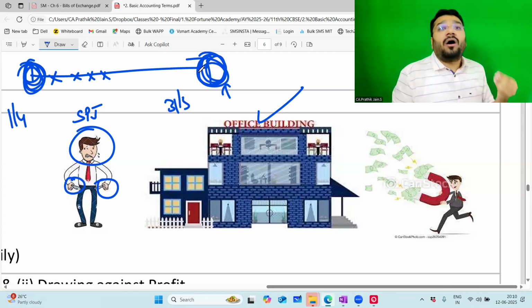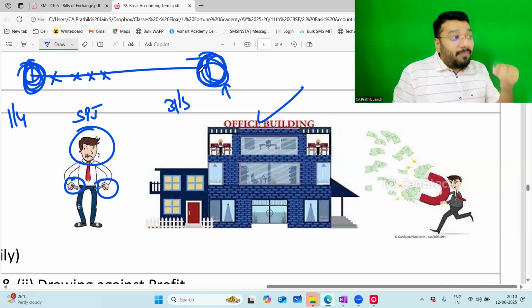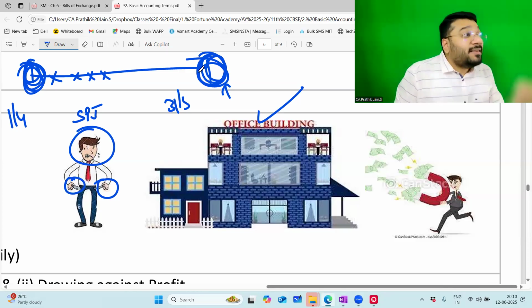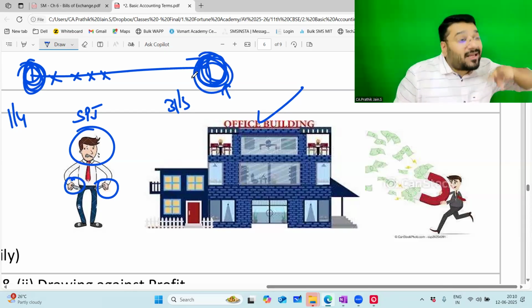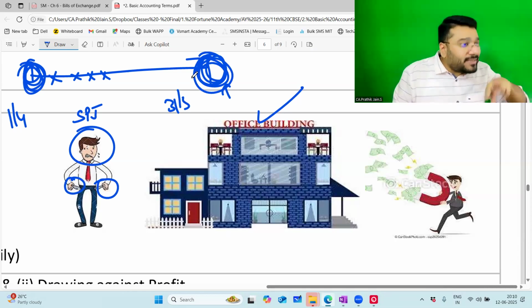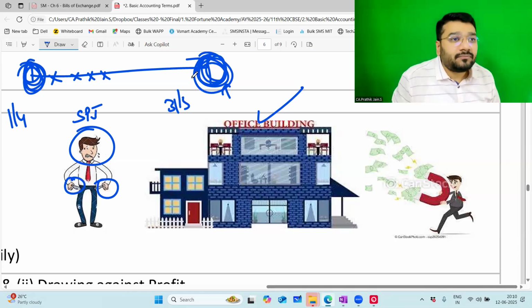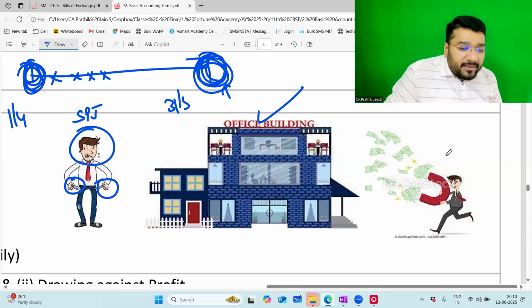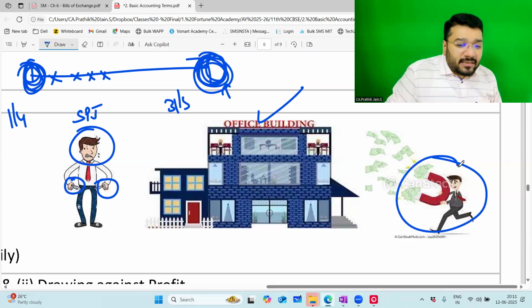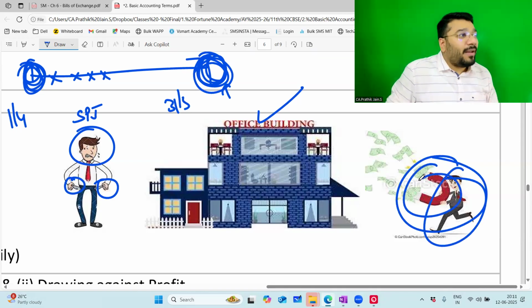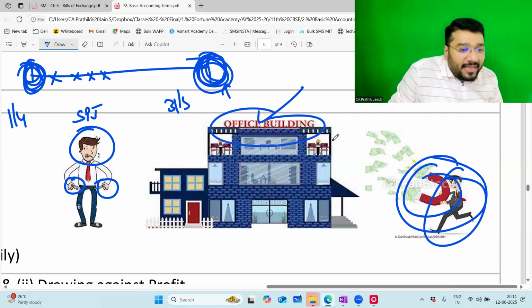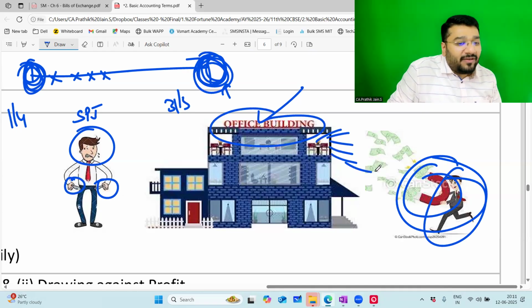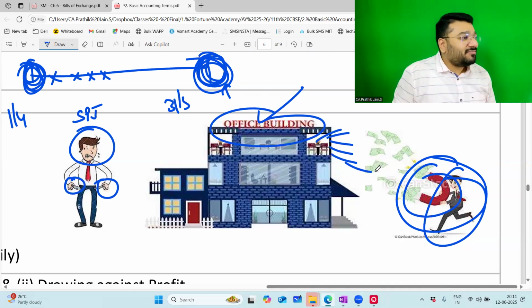So the money that I withdraw in advance is called as drawings. This money I withdrew in advance from where? From my profits. So that is called as drawings against profit. Any problem? So in one way, this is one of the ways in which I can withdraw the money. So see this, Pratik sir, magnet. What am I doing? Attracting money, which means what? I'm withdrawing money from the office building. From office building, all the notes are flying and coming to me. Creativity, appreciate.